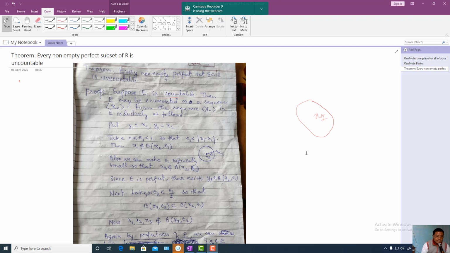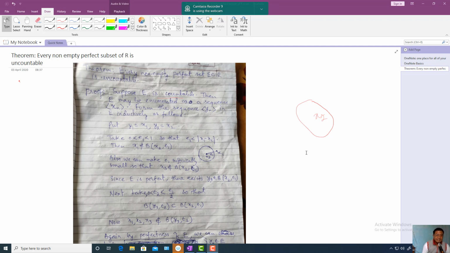So last time we discussed that the Cantor set is perfect, it is non-empty, it is closed, it is compact, it is totally disconnected. Those things we have discussed last time. So now we are going to prove a general result that every non-empty perfect subset of R is uncountable. Since the Cantor set is a non-empty perfect subset of R, it is going to be uncountable, and that is the main objective of this lecture.